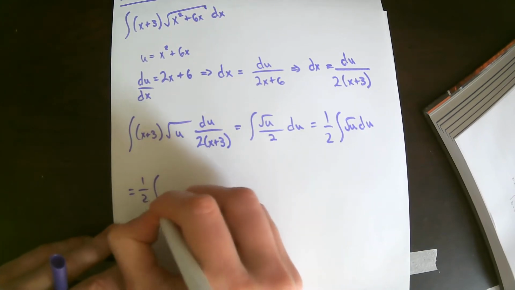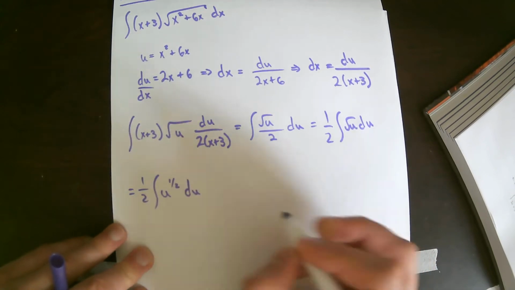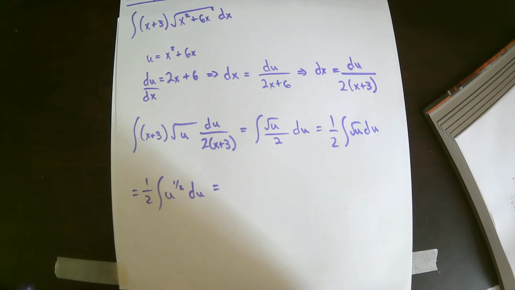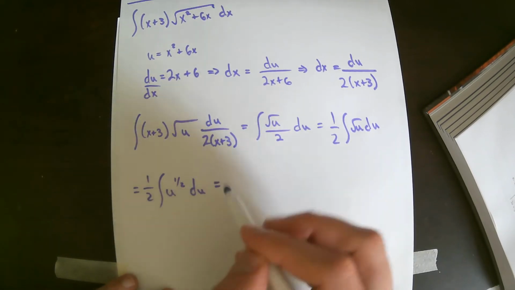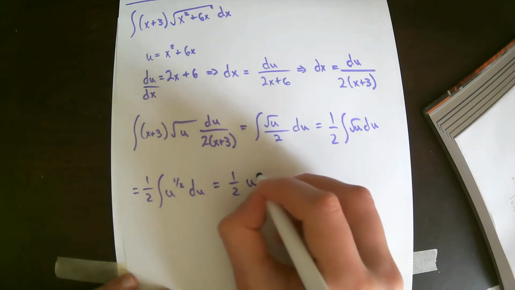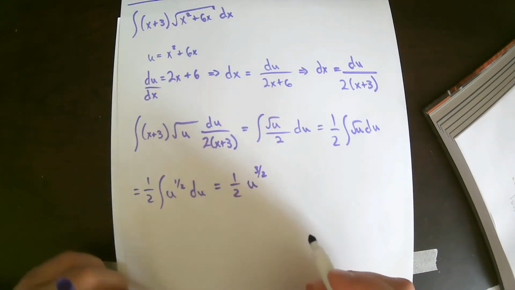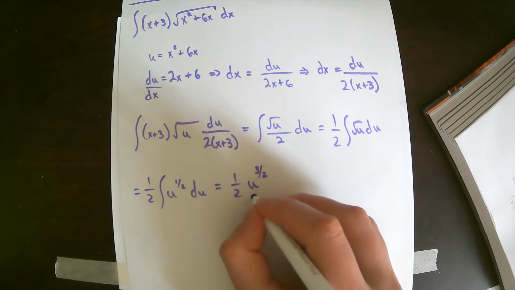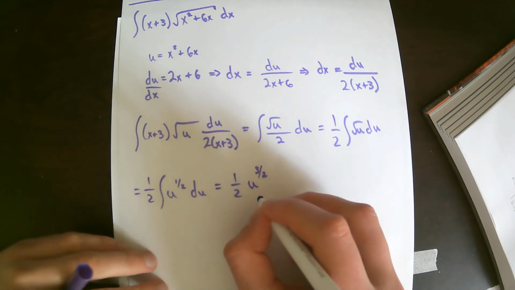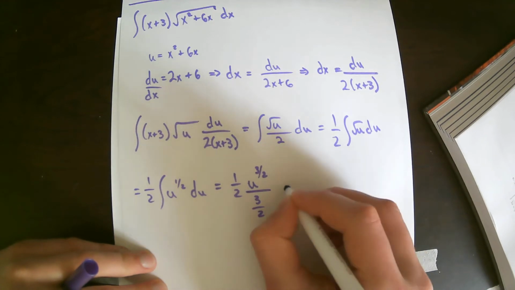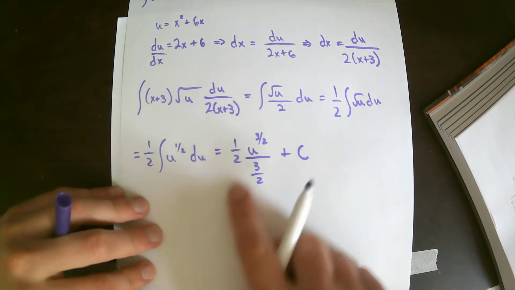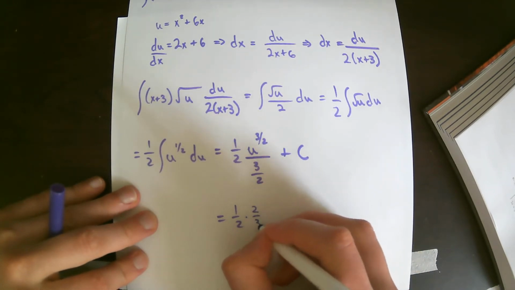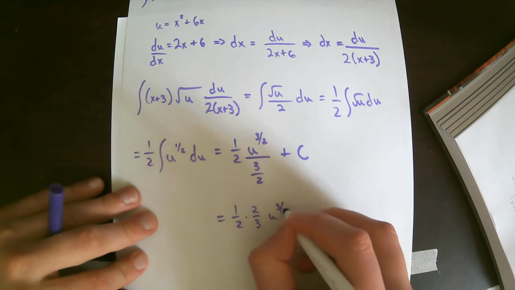Well, that's the same as the integral of u to the 1/2 du. Now that I have it written with its exponent noted, I can use the power rule, which says I should add 1 to this. So let me write my 1/2. Add 1 to it. So 1/2 plus 1 is 3/2, and then divide by 3/2, and then plus my constant of integration. What the heck is going on here? Well, when you divide by 3/2, that's the same as multiplying by 2/3. There we go. That looks a lot better.